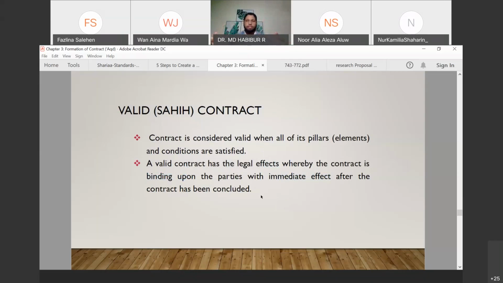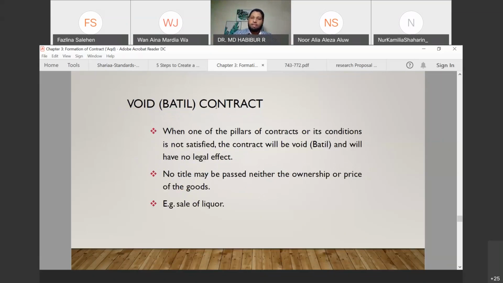A valid contract means, if you say you sold your house, you have to make delivery of the house, and the buyer should make the payment. All right. Valid means the contract is settled, then you have to fulfill the commitment. Okay, this is valid. What is batil?